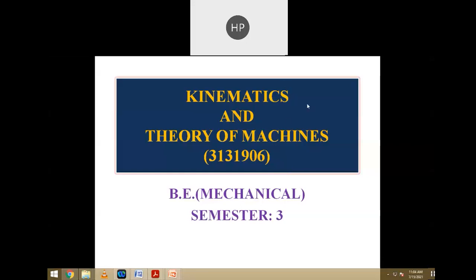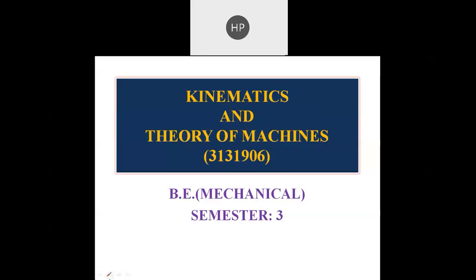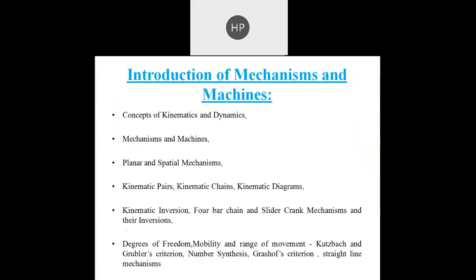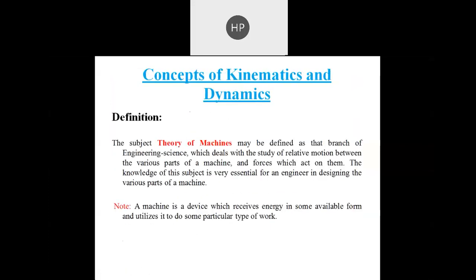Good morning to everyone. In this subject of kinematics and theory of machine, we have started our discussion on basic concepts regarding the kinematics and theory of machine. And in that one, we have already studied certain basic definitions regarding the theory of machine.